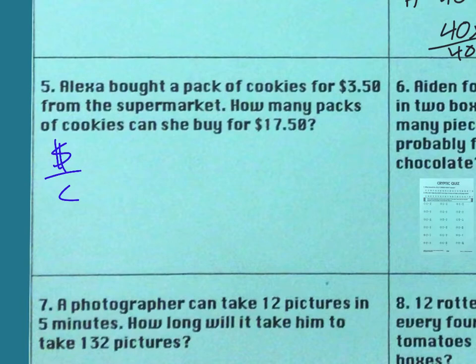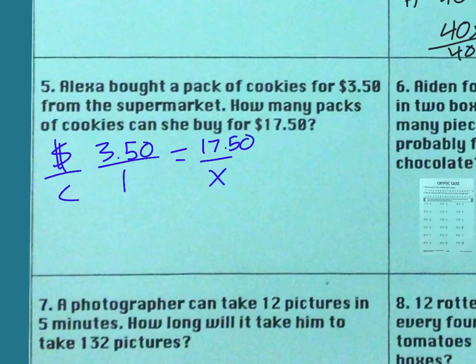Let me look at this. All right, so what do we know? The reason I'm going over this one is because it looks like there's not a number, but we'll look at it. So we have $3.50 for what? What did she get for that $3.50? A pack of cookies. Well, how many is a pack of cookies? 1. So now we want to know how many she can get for $17.50.